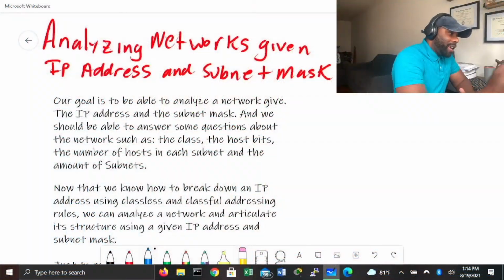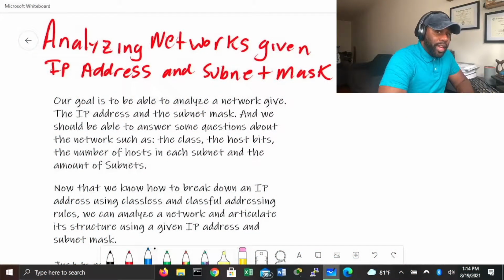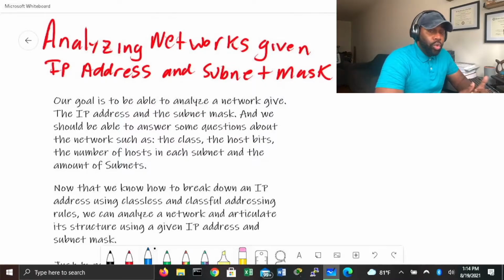We're going to be analyzing networks given an IP address and a subnet mask. This is pretty straightforward stuff when it comes to subnetting. This isn't where things get too complicated, not if you grasp the concepts that we've been studying over the past 2 to 3 videos and hammering those practice questions such as converting subnet mask between binary and DDN and between DDN to prefix, and that's where all of this comes together nicely to help us analyze the networks with information that we're given.